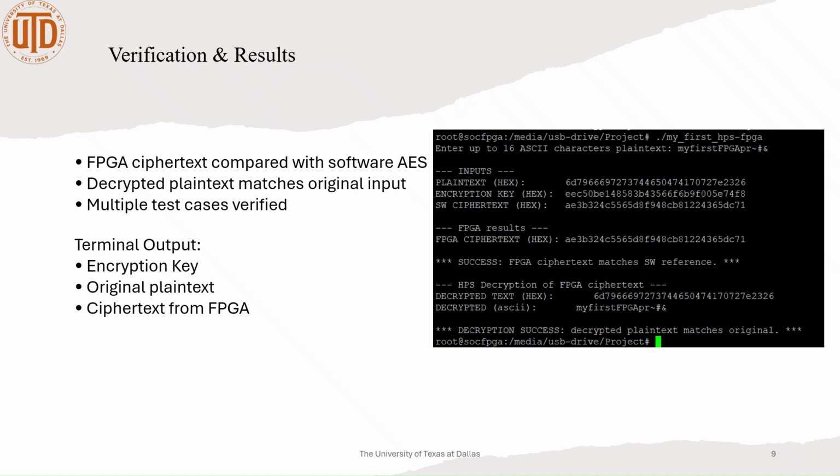This is the verification and results slide. To verify correctness, the ciphertext generated by the FPGA is decrypted in software on the HPS using the same AES key. As shown in the terminal output, the decrypted plain text matches the original input, confirming the correct end-to-end operation. You can check it here in the form of hex and ASCII. So here's the given input.